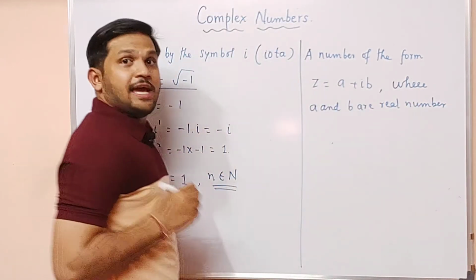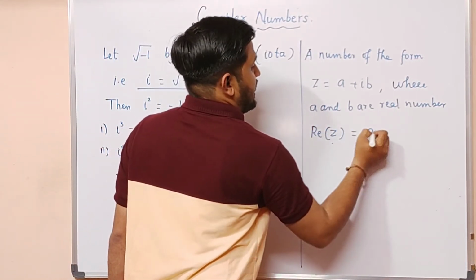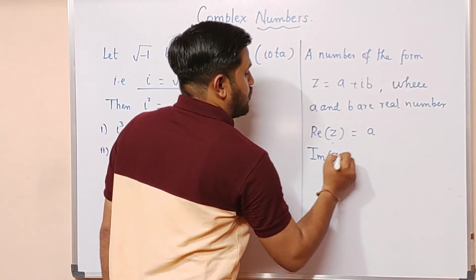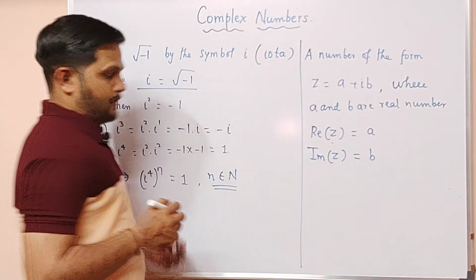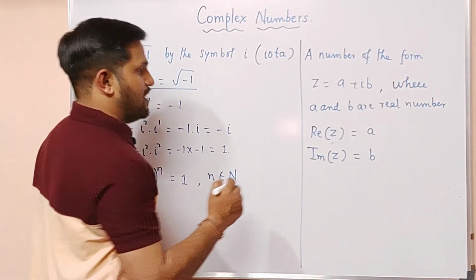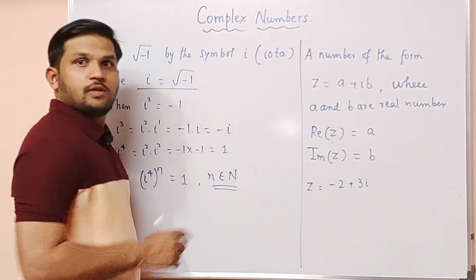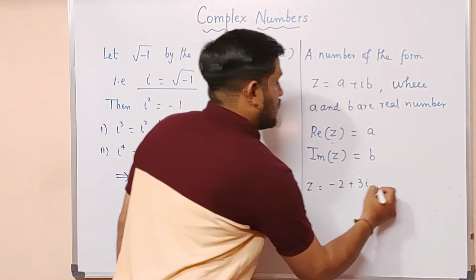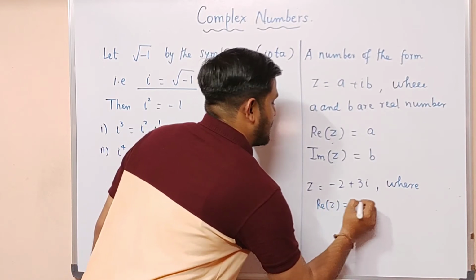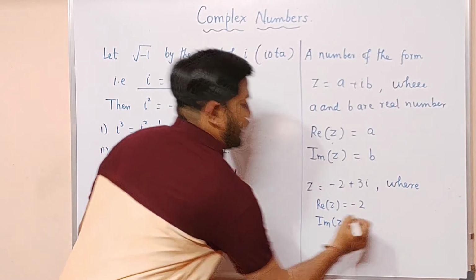a is called the real part of the complex number and it is usually denoted by Re of z. The real part of complex number z is a, and the imaginary part of complex number z is b. So any complex number will be of this form. Suppose, for example, I write z is equal to minus 2 plus 3 into i. So this is a complex number. What is the real part of z? The real part of z is minus 2 and the imaginary part of z is plus 3. Got it?